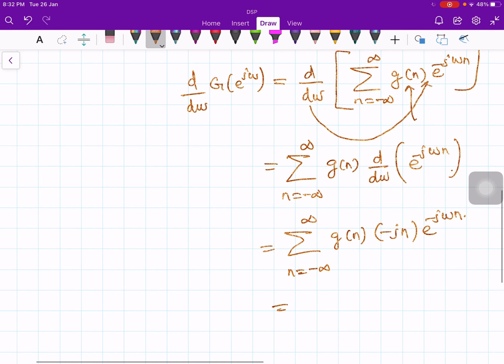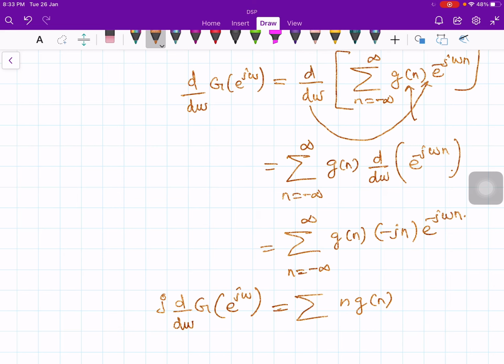Now if you rearrange this minus j, you can bring it to the left hand side. If you simplify, j times d by d omega of G of e to the j omega is equal to the summation of n times g of n e to the minus j omega n. If this j comes to the left hand side, then it becomes 1 by minus j; if it comes to the numerator, then it becomes j. That's what I have done here.